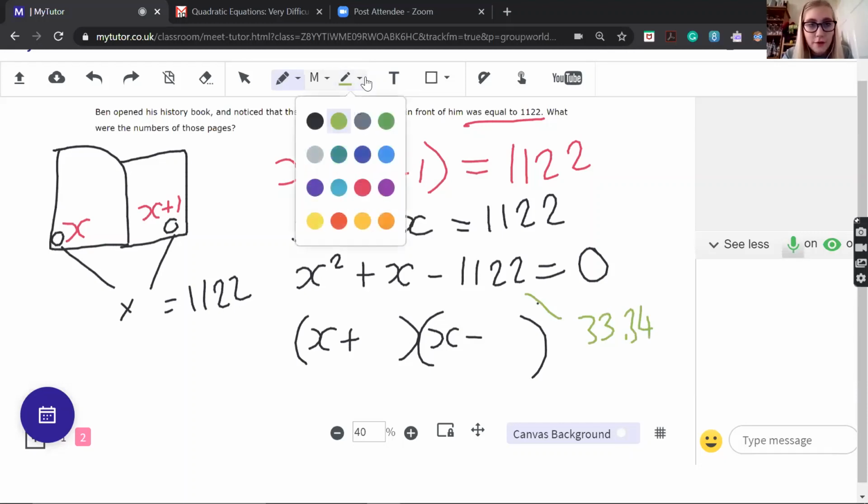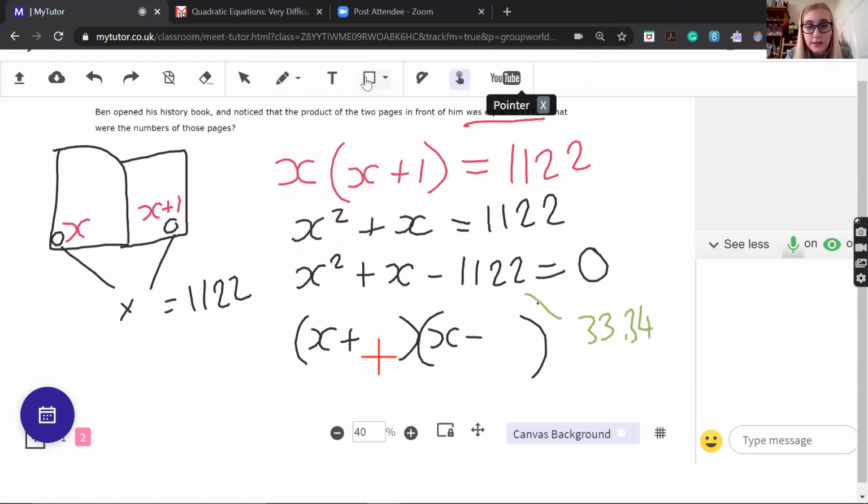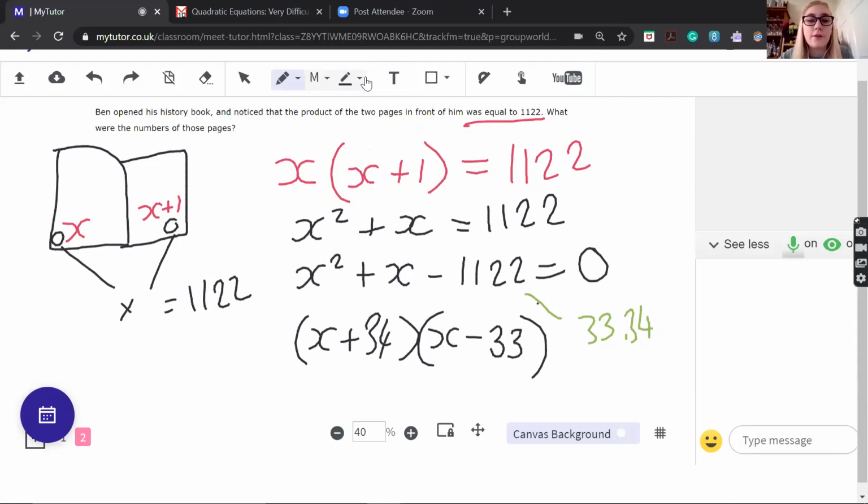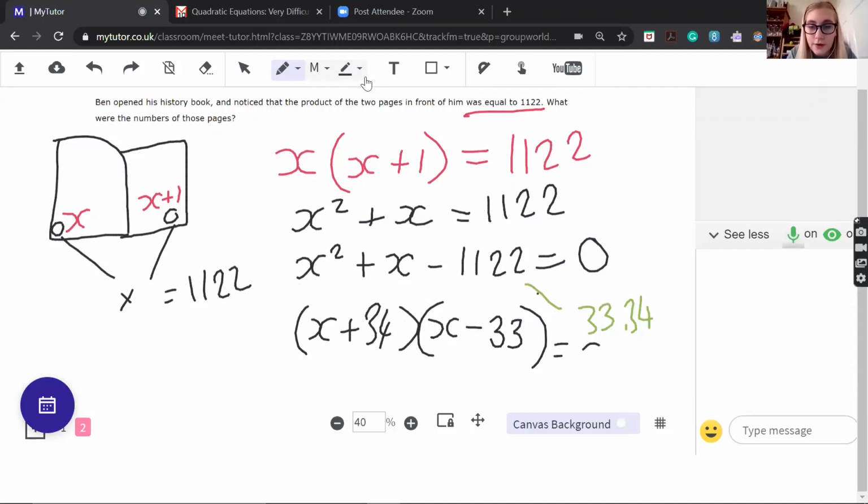And now the way round that we put these, well, we want the 34 here, so that we get 34x minus 33x, because this is a positive x, basically. Which means that the solutions to our equation, remember, are where one of these things equals 0. So either x equals minus 34 or x equals 33. Hopefully you can see where I've got those from now. This one here and this one here.